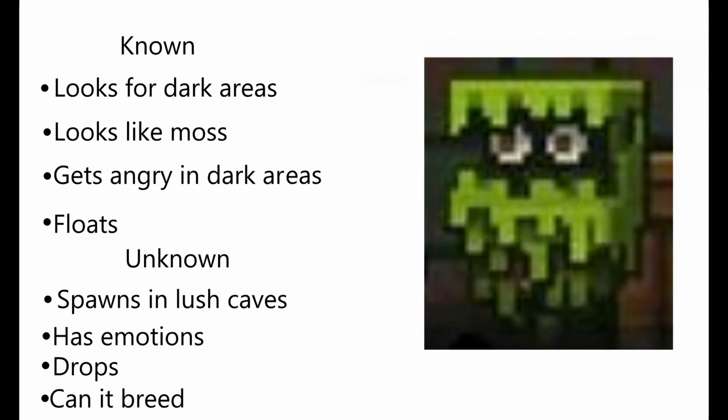The first mob for the mob vote that was announced was the Glare. So far, what we know about it is that it looks for dark areas, and then it gets mad in those areas to tell you that mobs are able to spawn. Also, it kind of looks like moss, and it can float.